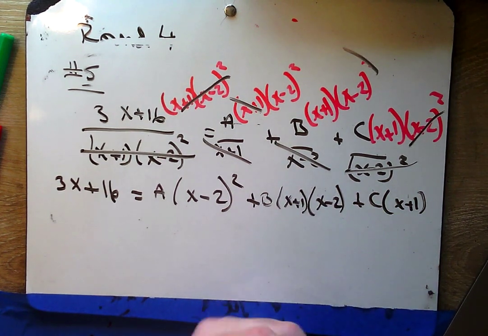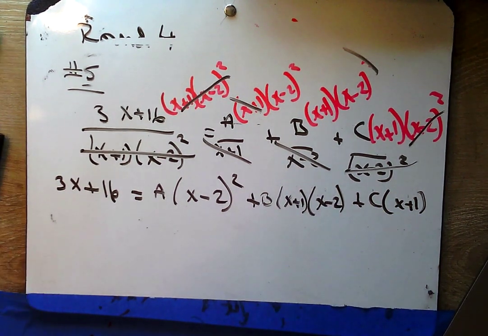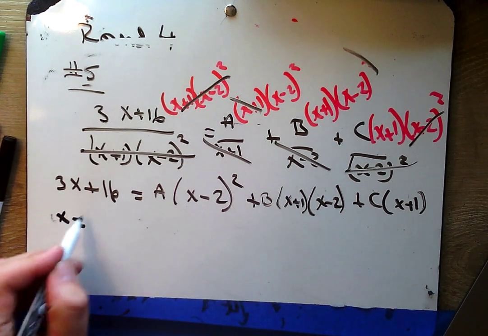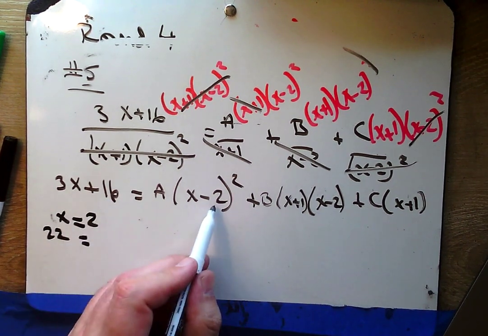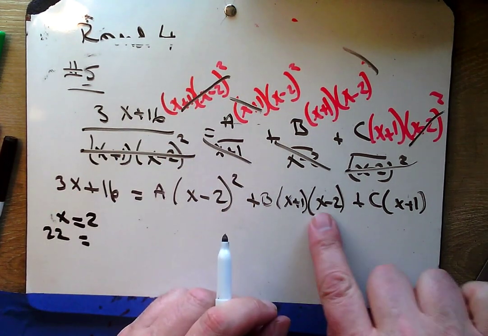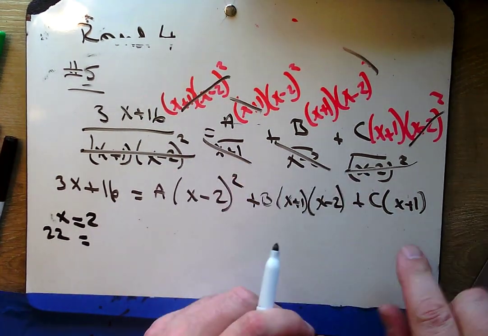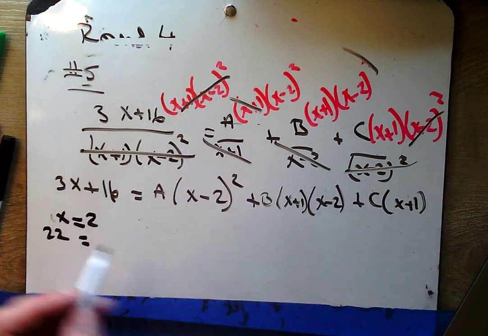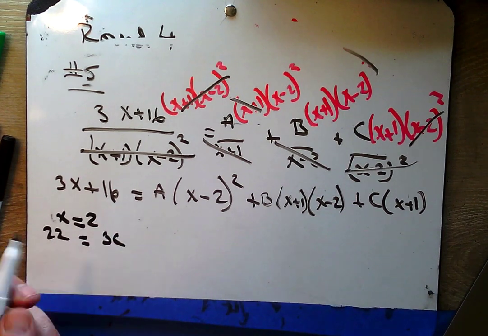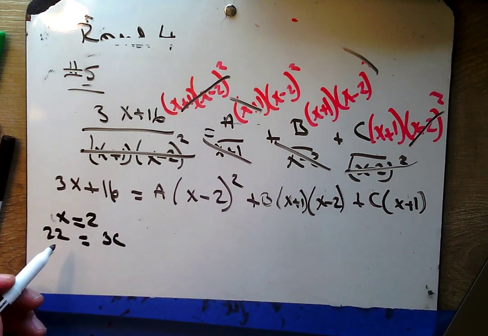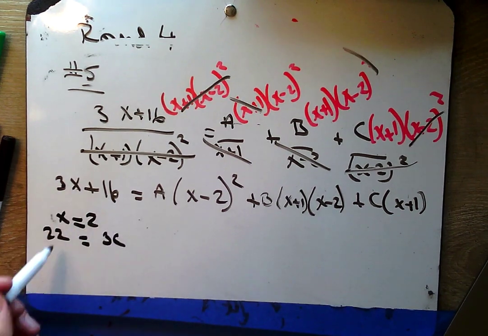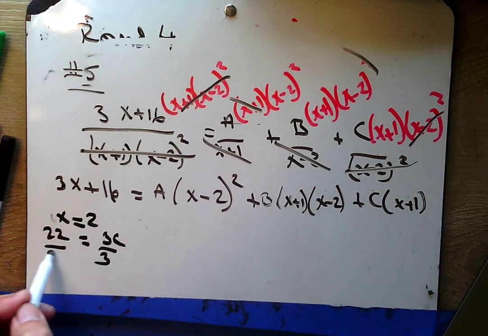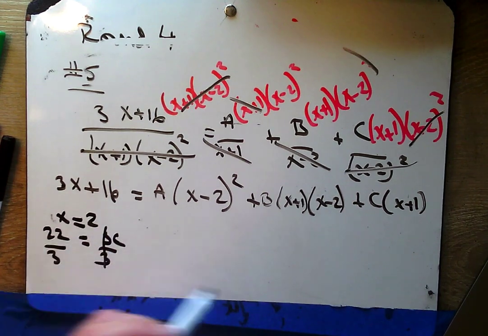Okay, so the last one like this I did with systems. I think we're going to use magic numbers here. x equals 2. 6 plus 16 is 22. 2 minus 2 is 0, that goes away. 2 minus 2 is 0, that goes away. 2 plus 1 is 3c. Why can't that be a 21? Just going to check. 6 plus 16, no, 22. 3, 3, done. I have a c value.